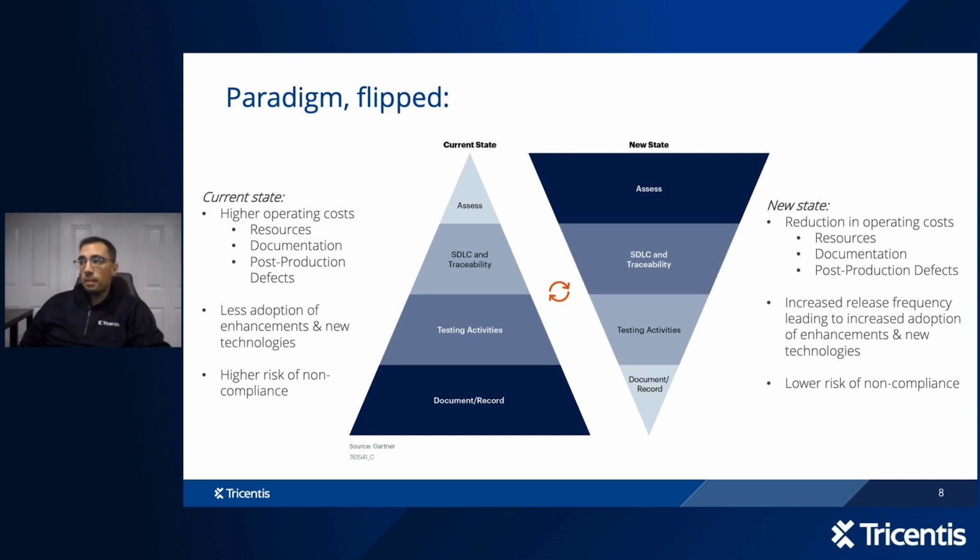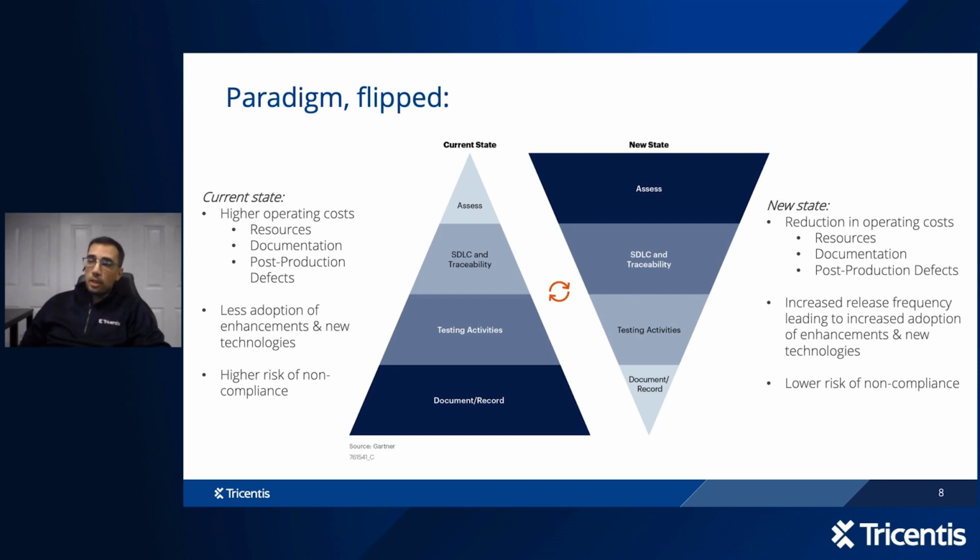If everything is a high priority, you're going to spend more time testing, more time releasing, updating, and documenting. But now if we assess up front, associate risk with all of those requirements, then you eventually establish your traceability, your testing activities, and your documentation lessen accordingly.